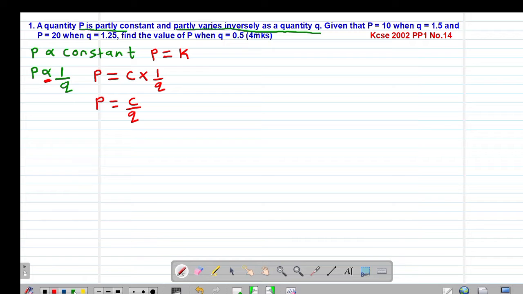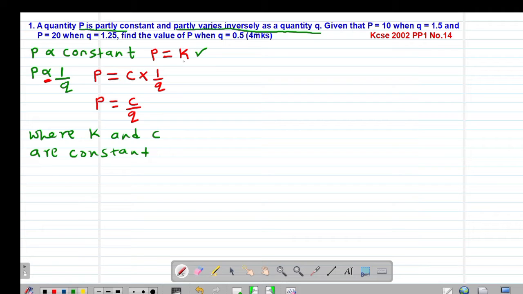Then remember that in this case, K and C are simply constants. So these are constants of the variation, or the constants of the proportionality. Remember, we have said that in partial variation, we usually separate the terms with a positive.